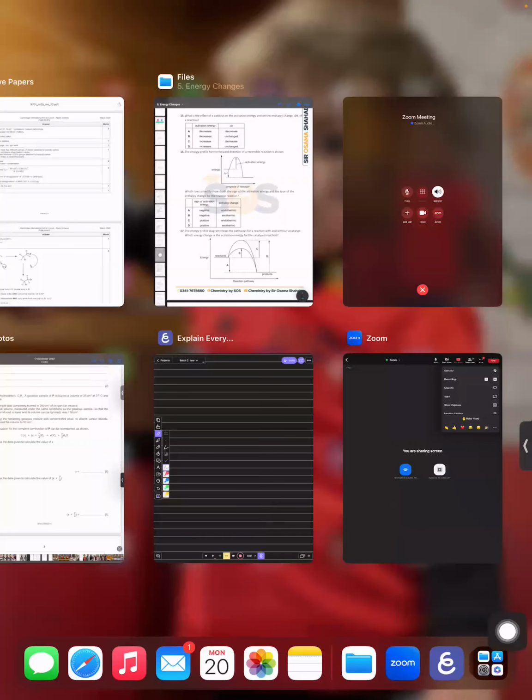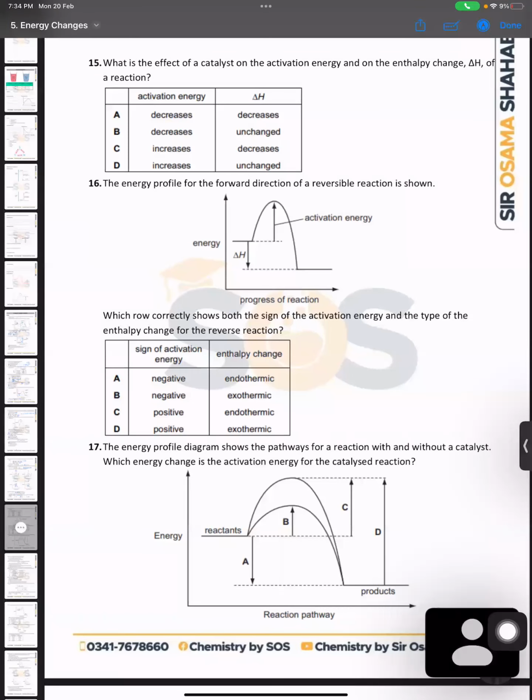Yes, Hamza. What is the effect of a catalyst on activation energy and enthalpy change? Yes, Hamza, can you answer? Hamza, can you hear me? Okay Hamza, can someone else tell me the answer? Who will tell the answer? Sir, may I tell? Yes, go ahead. Sir, B. B should be the right answer.